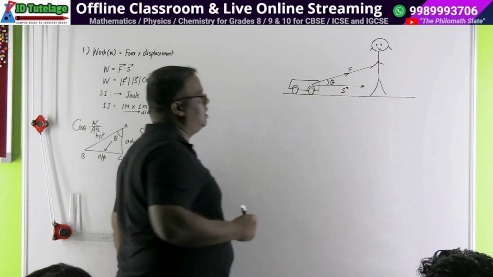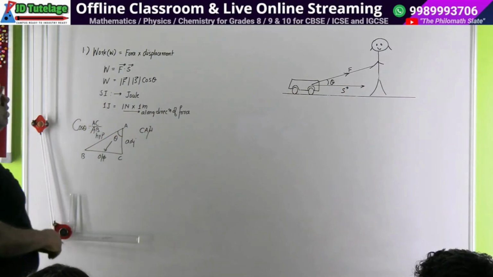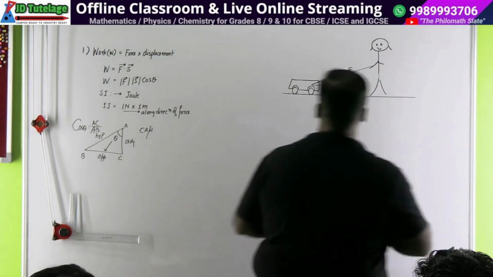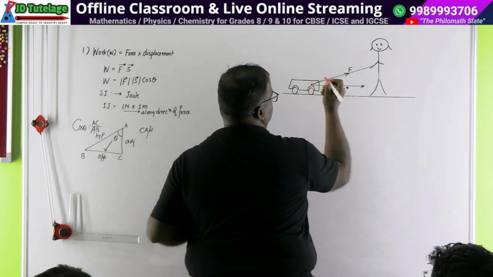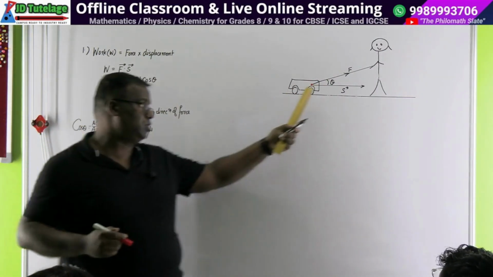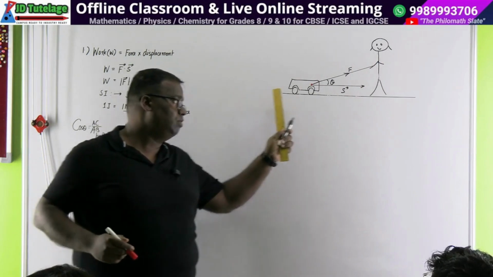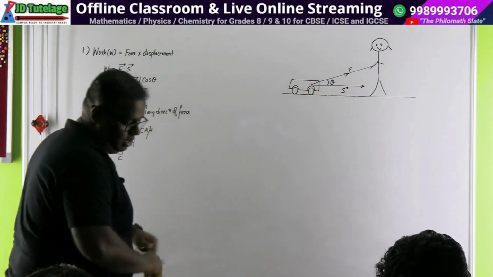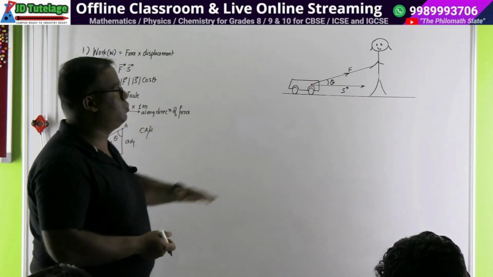Now the question arises: work is always said to be done when the point of application of force moves along the direction of the applied force. Our point of application of force is this. Now the force is being applied in this direction, however the toy moves in the straight direction. So is work being done? Yes, work is being done.